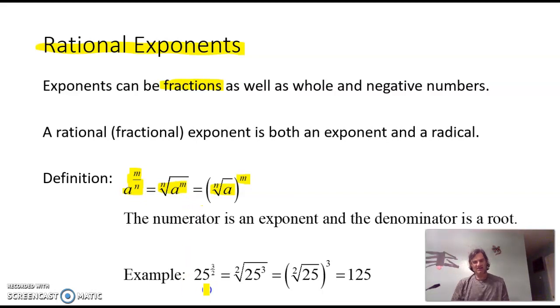The example I have down here is 25 raised to the 3/2. In this case, the 3 is an exponent, so that's 25 raised to the 3rd. And the 2 is a root, so after that it could be the square root. Now if you calculate that, it'll give you 125. A different way of looking at that is the square root of 25, which we know is 5, raised to the 3rd, which is also 125. So it shouldn't matter if you write it as the root of a power or the power of a root.